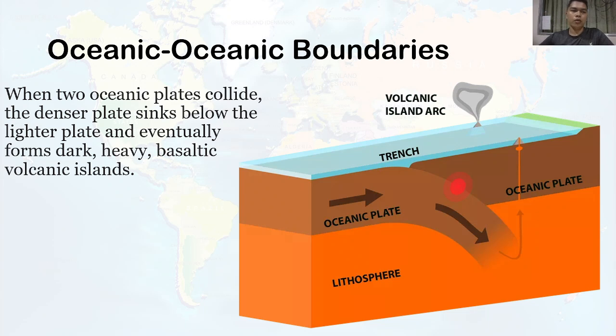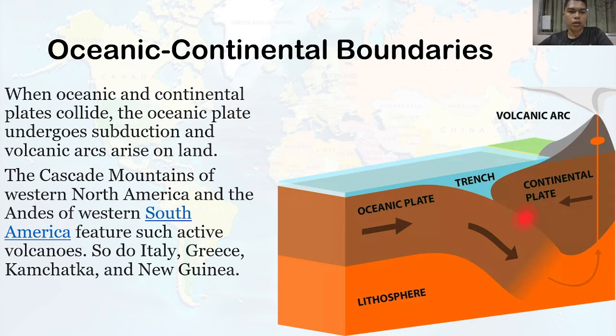Next, we have the oceanic to oceanic boundaries. As I have said a while ago, if this happens in the ocean, then a trench will be created. When two oceanic plates collide, the denser plate sinks below the lighter plate and eventually forms dark, heavy basaltic volcanic islands. For the oceanic-continental boundaries, the oceanic plate undergoes subduction, and a volcanic arc rises on land. Since the oceanic plate is heavy, it will subduct, it will go down, and in the continental plate, it will form a volcanic arc.